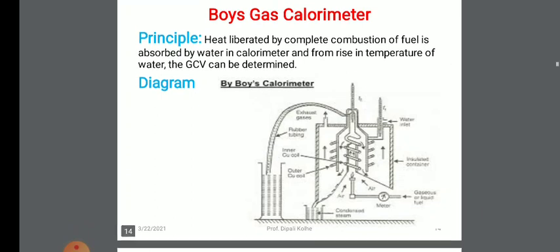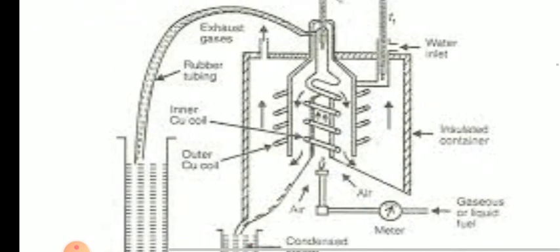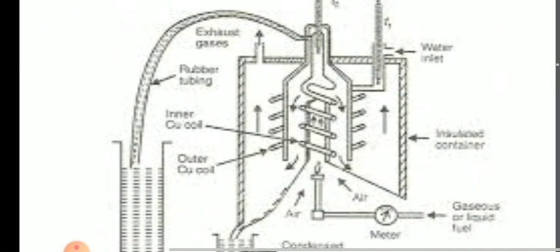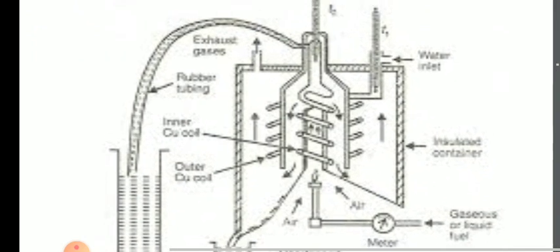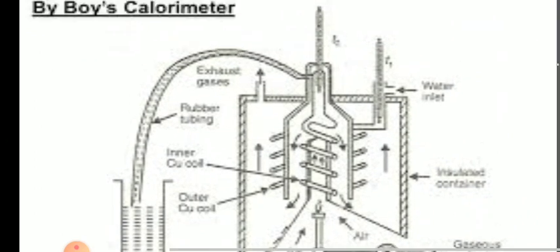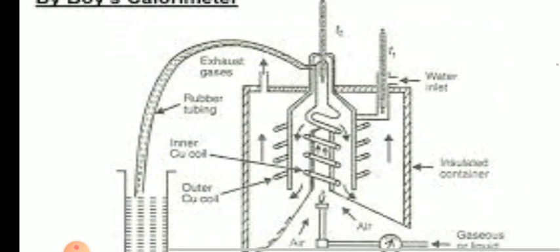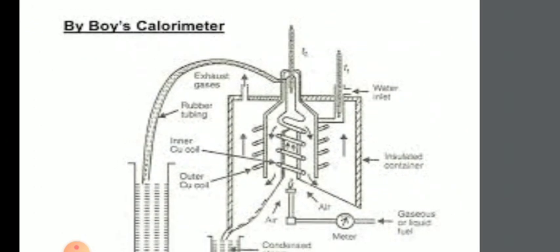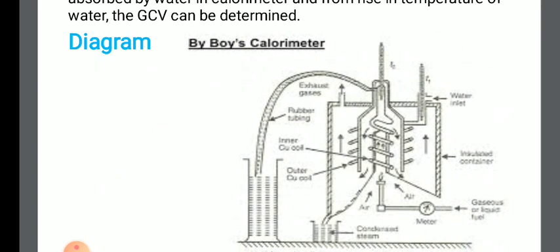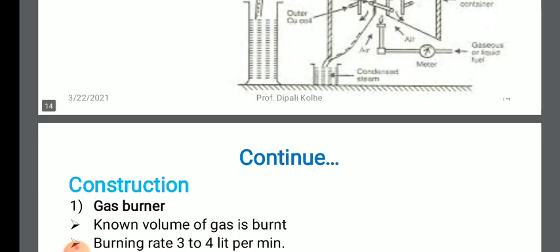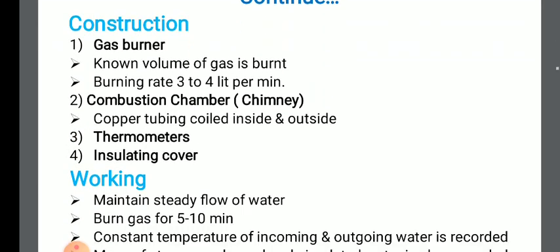Now see the diagram of the Boyce calorimeter. At the center there is a gas burner, surrounded by the combustion chamber. Here we use two thermometers and there is an insulating cover. So these are the four points in the construction of the Boyce calorimeter. The first one is the gas burner.